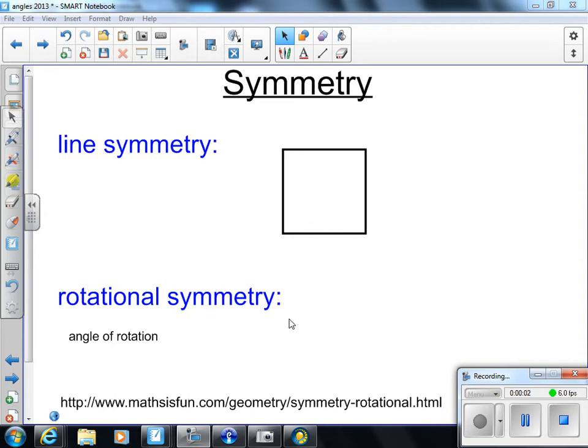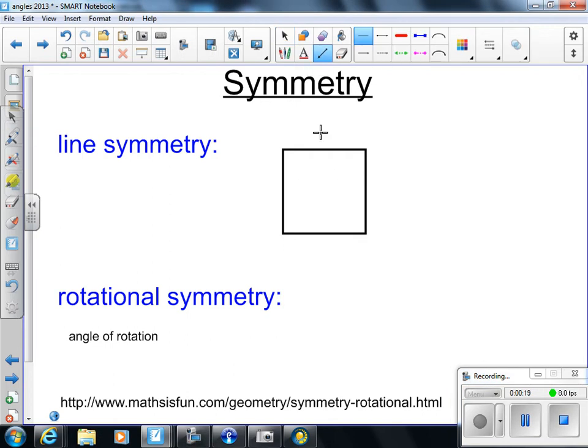All right, today we are going to look at symmetry, and we're going to look at two different kinds. I think you're probably familiar with line symmetry. Line symmetry is when you can draw a line through a figure and it looks exactly the same on both sides, almost like a butterfly figure. So if I have this square here, I could draw a line of symmetry down the middle because it would look the same on both sides.